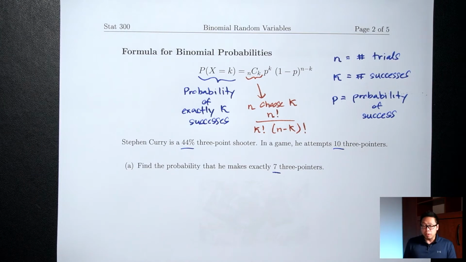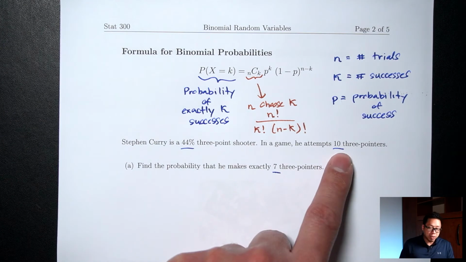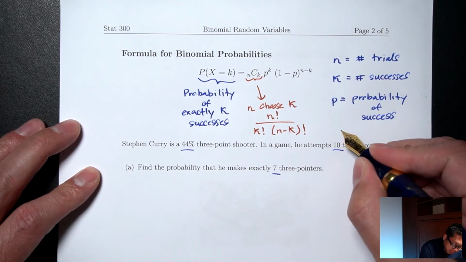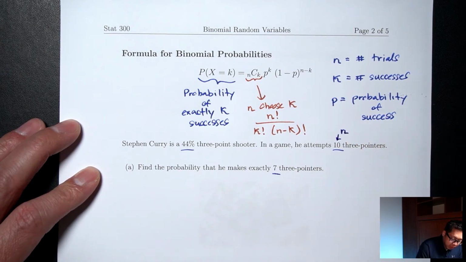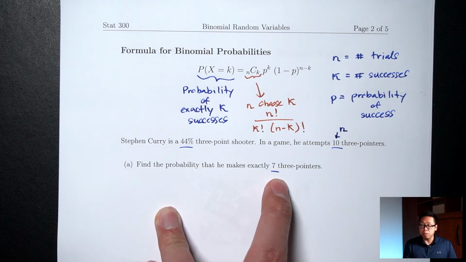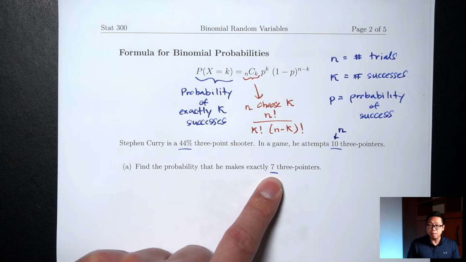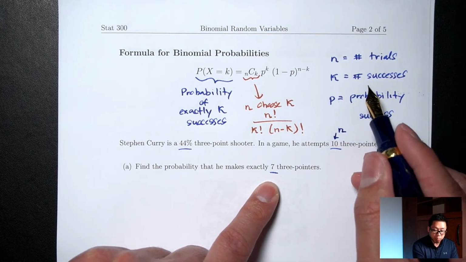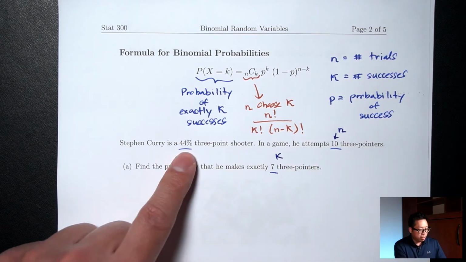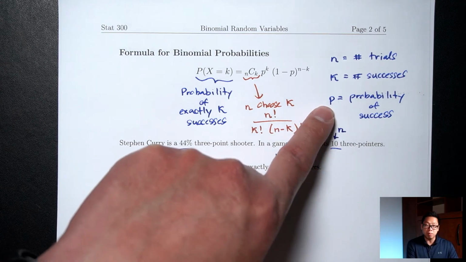So he's shooting three-pointers, right? He's trying it 10 times. So the 10 here is the number of trials, which is N. We're finding the probability that he makes exactly 7 three-pointers. So making the three-pointer is the success, and we want him to make it 7 times. So 7 is the number of successes that we're looking for. That's our K. 44% is the probability that he makes it. So 44% is the probability of success.